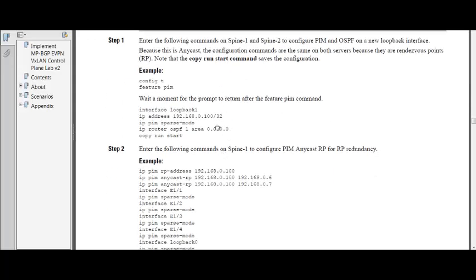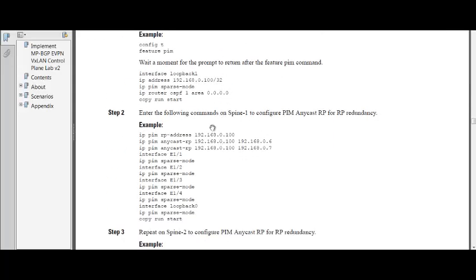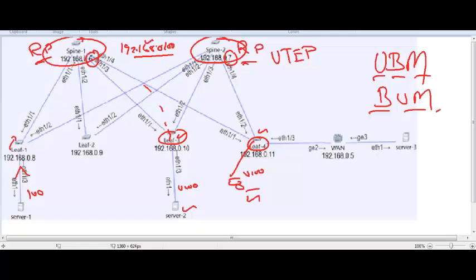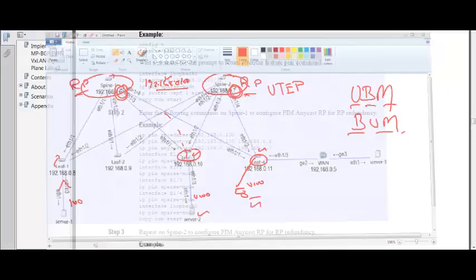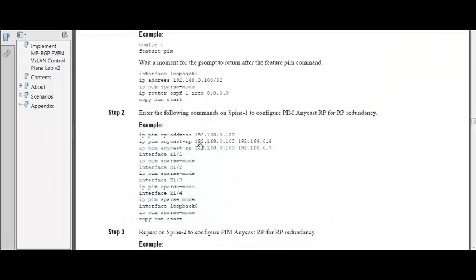Okay, it's okay. We are using only the IP address in common on both 6 and 7. 6 is spine 1, right? 7 is spine 2. Now both are going to use this one address as an anycast RP address, so that both can be an RP.